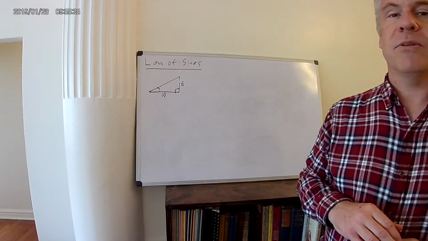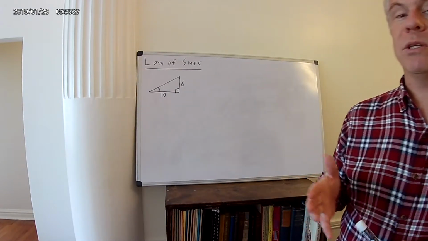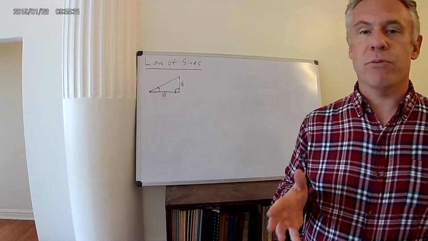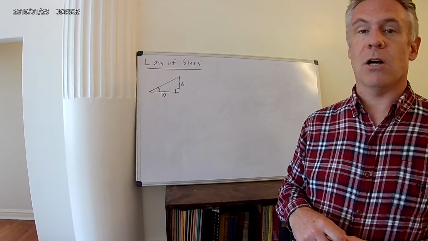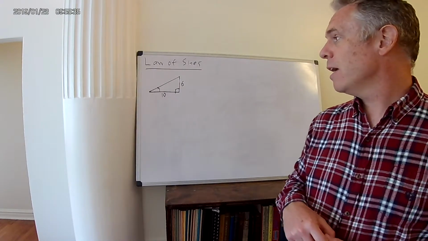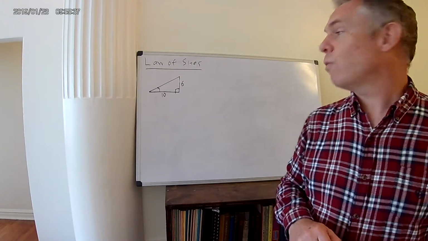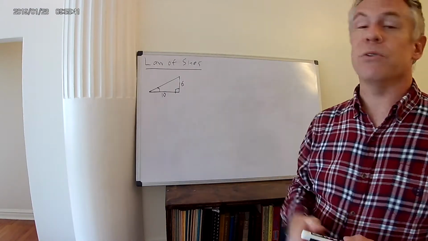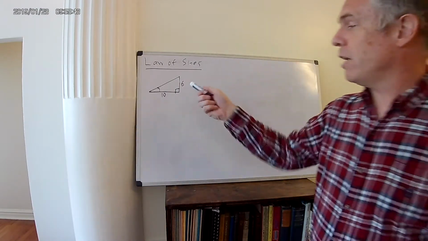Last class we talked about right triangles. We learned about the Pythagorean theorem. And I introduced you guys to three basic trig functions, which are sine, cosine, and tangent. And we talked about how to solve a right triangle. A right triangle is a triangle in which one of the angles is 90 degrees. This is a right triangle.